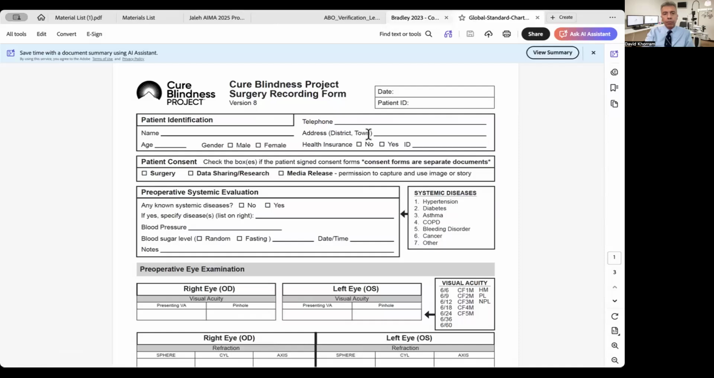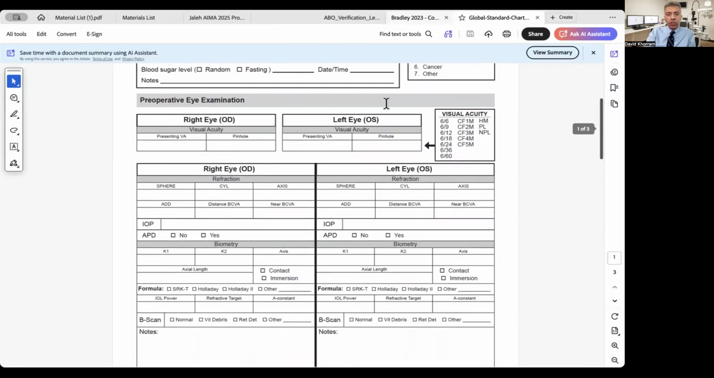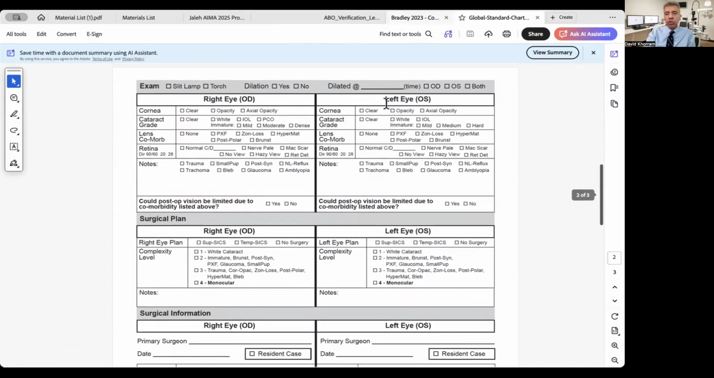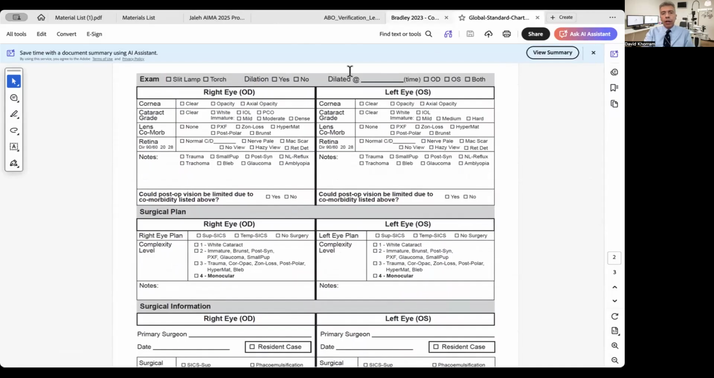So let me just share my screen here. And here we go. Okay, very good. So this is the new form. I'll just get to the part that is the most important for the physicians. We've redone the exam and the surgical portion to make it simpler and to make more sense to us as ophthalmologists. So looking at the exam, as you know, it's a requirement to do a slit lamp exam.